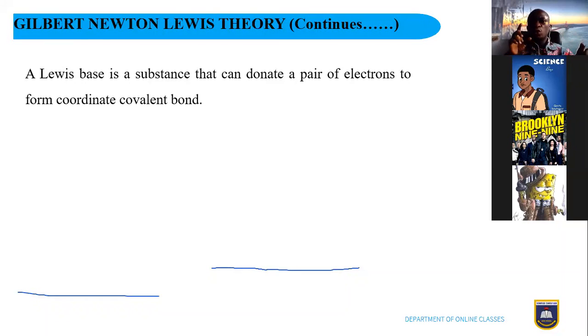I want you to take note of the difference between Lewis definitions and Bronsted-Lowry. Acid, according to Bronsted-Lowry, is a donor. What is donating? Proton. But acid, according to Lewis, is an acceptor of something. What is accepting? Electron pairs, not proton. So a Lewis acid is an electron pair acceptor, simply put, or is a substance that accepts pair of electrons to form coordinate covalent bond. A Lewis base is a substance that donates a pair of electrons to form coordinate covalent bond.